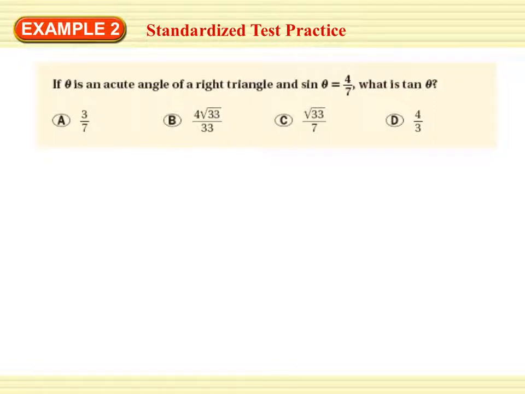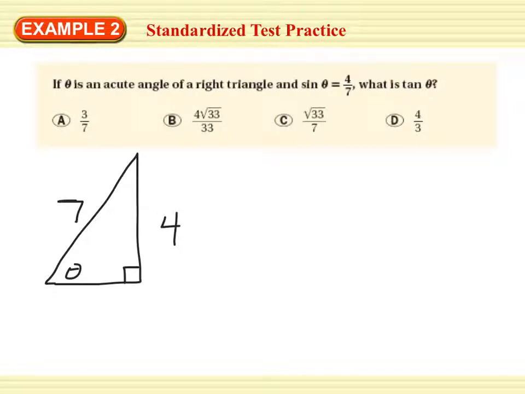If theta is an acute angle of a right triangle and sine theta equals 4 over 7, what is tangent theta? So I need to draw my triangle. I'm going to name that theta, and that's right. We know sine is opposite over hypotenuse, so 4 over 7. I need to figure out what a is. A squared plus b squared equals c squared. A squared plus 16 equals 49. 49 minus 16 is 33.